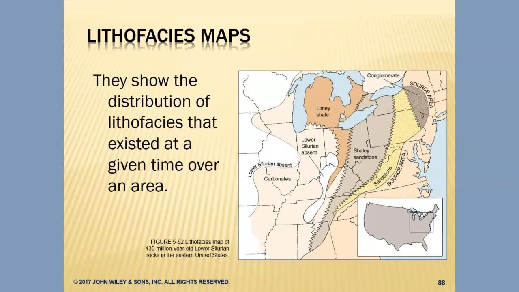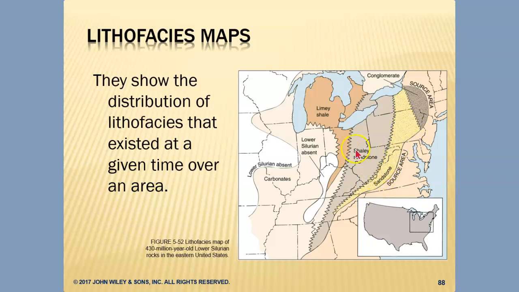So here's that word facies again, and this is a lithofacies map showing the distribution of these facies, these lithofacies, oh my goodness, lithofacies that existed at a given time over an area. So we can see the sandstone, we see the source area. So this is the terrigenous source area for the sandstone. So this sandstone right here probably represented a near shore environment, so a continental environment. So these are the sandstones.